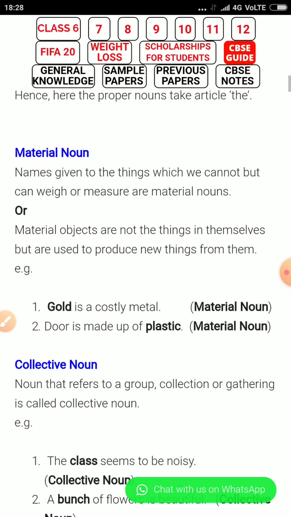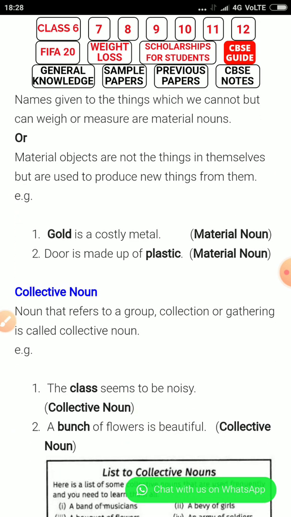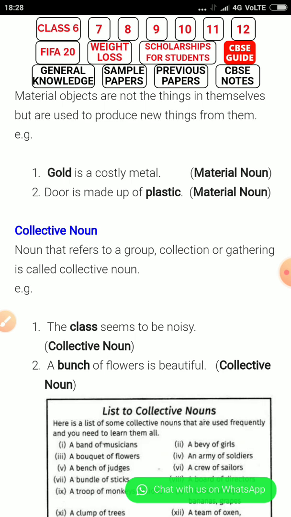Now we see the collective noun. A noun that refers to a group, collection, or gathering is called a collective noun. The class seems to be noisy. So what do you mean by class? Class is not one student. Class should be more than 2, 3, 4, 10, 20, 25 students. So that is called a collective noun. Now, a bunch of flowers is beautiful. It's not a single flower. Bunch means a group; many flowers together make a bunch of flowers. That is called a collective noun.